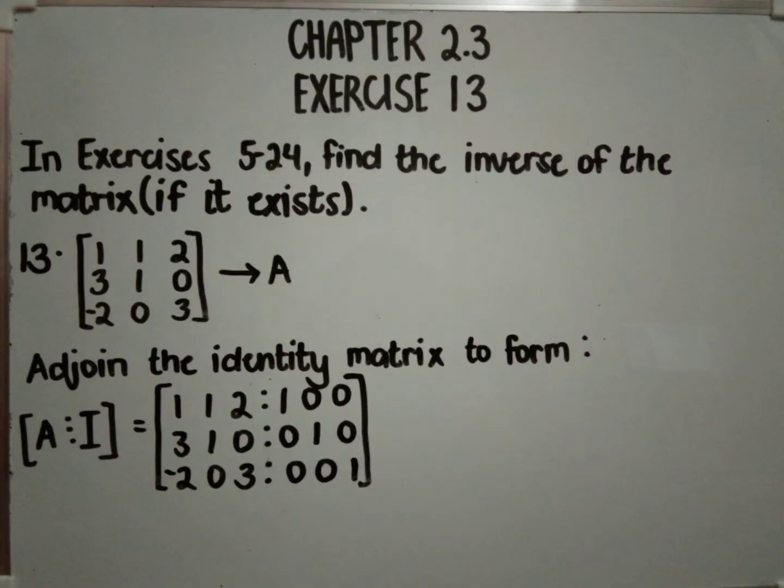In exercises 5 to 24, find the inverse of the matrix if it exists. The given matrix, which I will label as matrix A, consists of 1, 1, 2, 3, 1, 0, negative 2, 0, 3. We adjoin the identity matrix to form a doubly augmented matrix consisting of A with 1, 1, 2, 3, 1, 0, negative 2, 0, and 3, and I, separated by a dotted line, having 1, 0, 0, 0, 1, 0, 0, 0, 1.